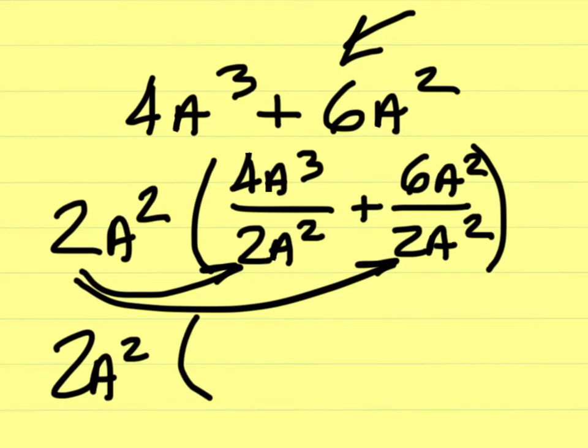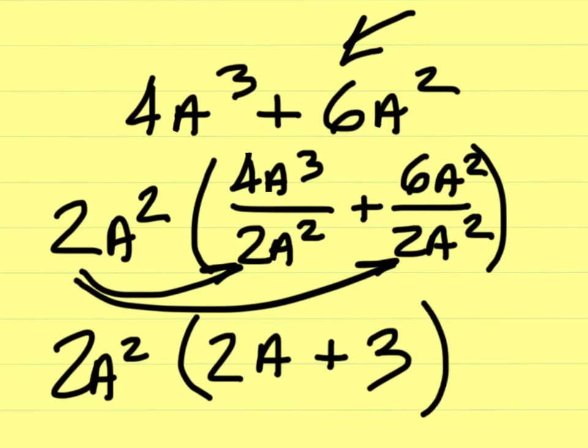So inside the parentheses, 4 divided by 2 is 2, and a to the third over a squared is a. And then 6a squared over 2a squared, 6 divided by 2 is 3, and a squared over a squared is just 1. Do not write 3 times 1 in there. If it just comes out to be 1, you just leave the 3 by itself. Don't put a times 1 beside it. So your final answer is 2a squared times the quantity of 2a plus 3.